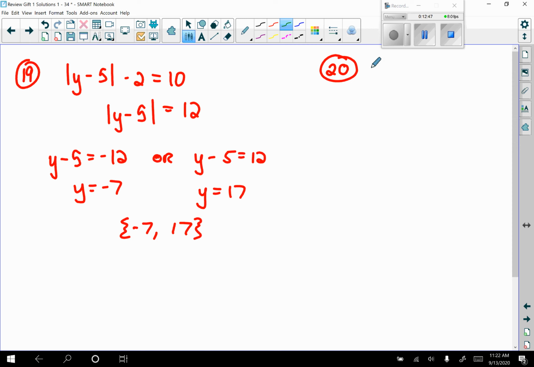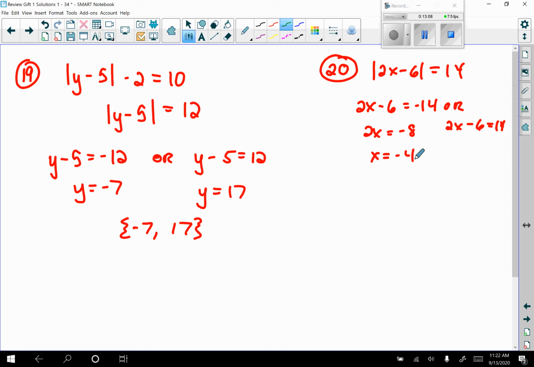All right, for 20, we have absolute value of 2x minus 6 is equal to 14. The absolute value term is already isolated. So all I do is set 2x minus 6 equal to the opposite of 14, or 2x minus 6 is equal to 14. All right, so if I add 6 here, I'm going to get 2x is equal to negative 8. Divide by 2, x is equal to negative 4. Add 6 to each side of the other equation, I get 2x is equal to 20, or x is equal to 10. So we get negative 4, 10 as our options.